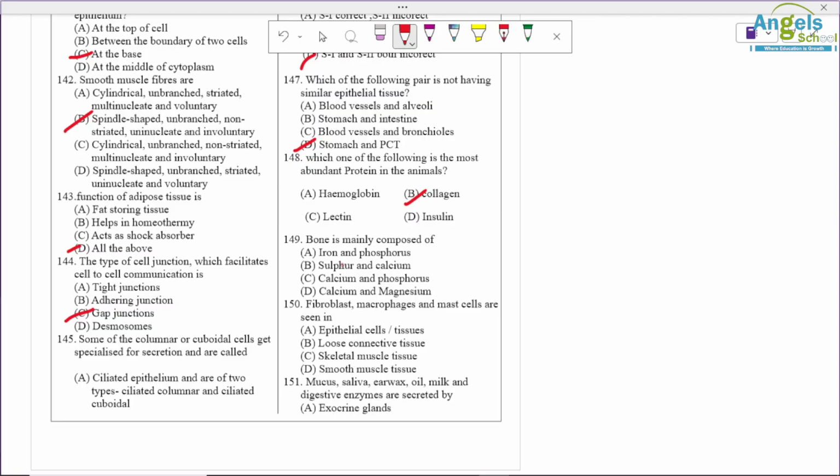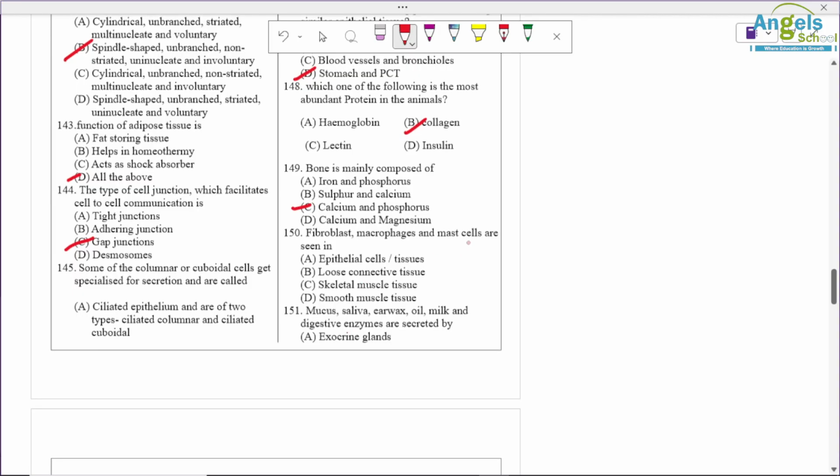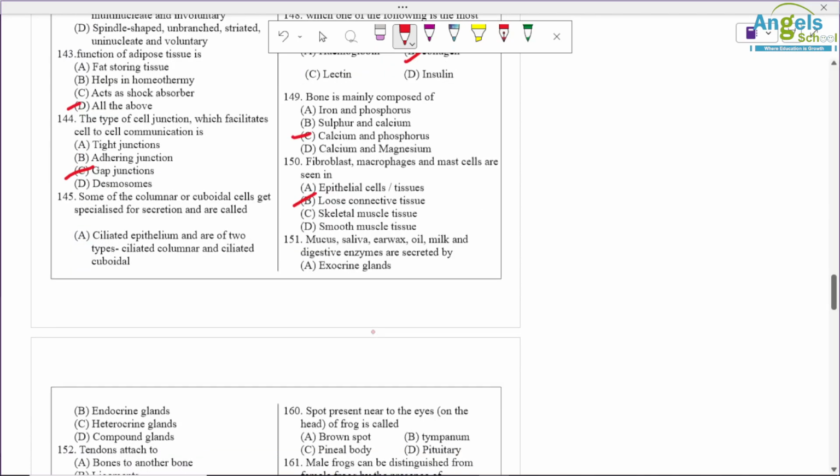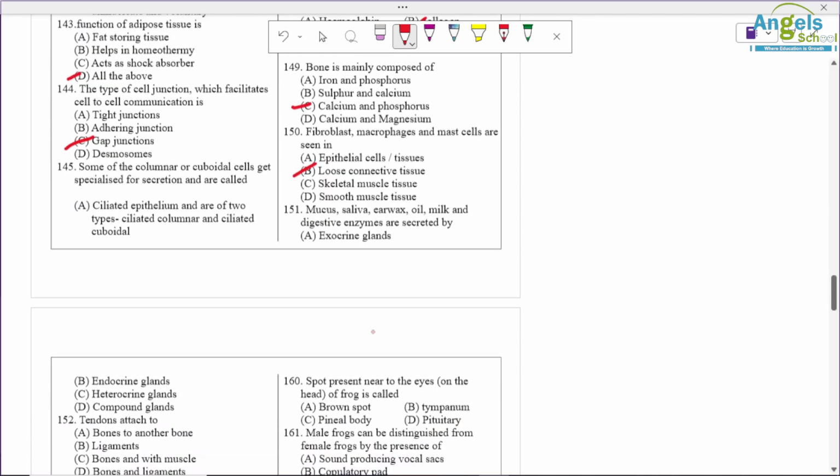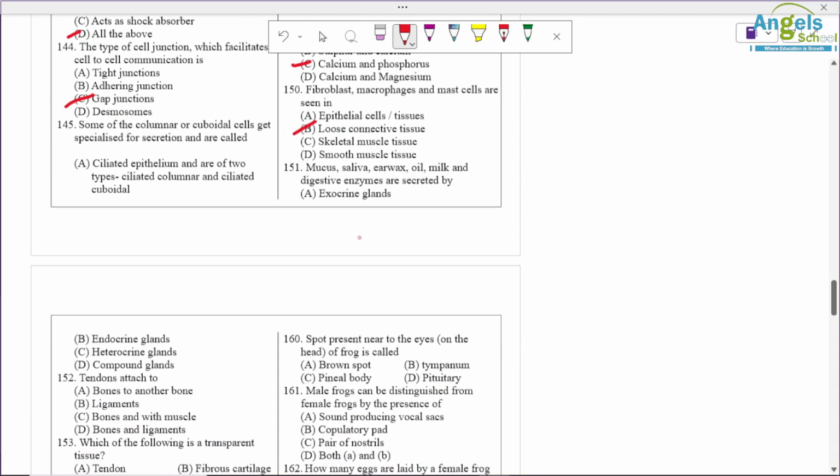Bone is mainly composed of calcium salts and phosphorus salts. So here C is correct answer. Fibroblasts, macrophages and mast cells are seen in loose connective tissue. Mucus, saliva, earwax, oil, milk and digestive enzymes are all secreted by exocrine glands only.